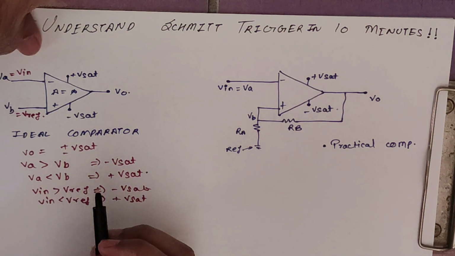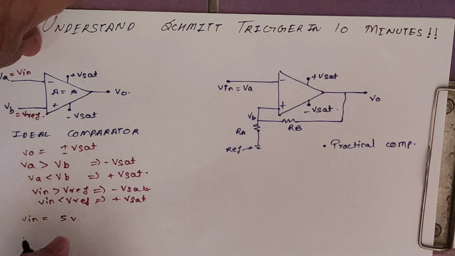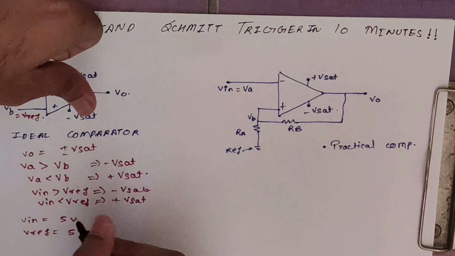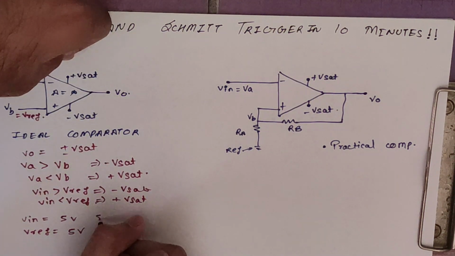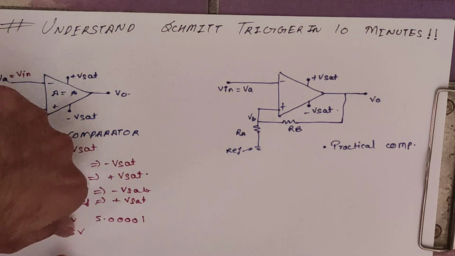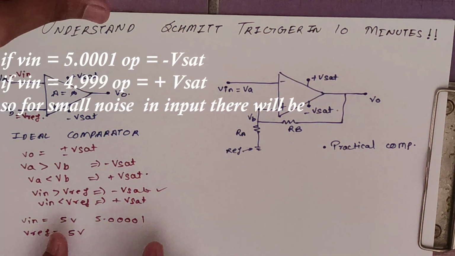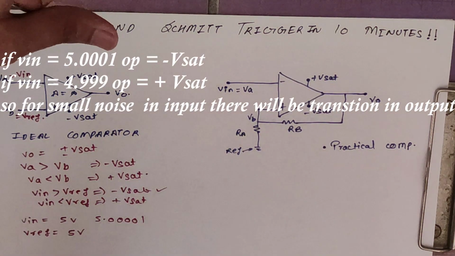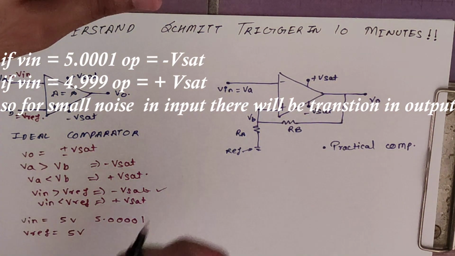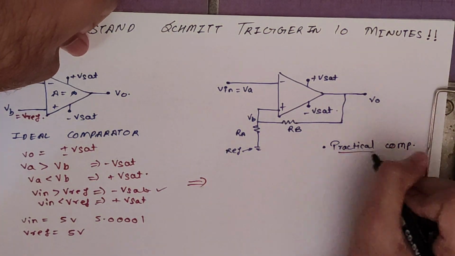But here is a drawback. Let's say my Vin is 5 volt and my Vreference is 5 volt also. But now if my Vin is increased to 5.00001, let's say, so here you can see my Vin is greater than Vreference now. So according to the concept, I will get minus Vsat at the output. From this you can conclude that even with a small noise in Vin, your output is going to change. This is a major drawback, and to remove this we use the practical comparator.